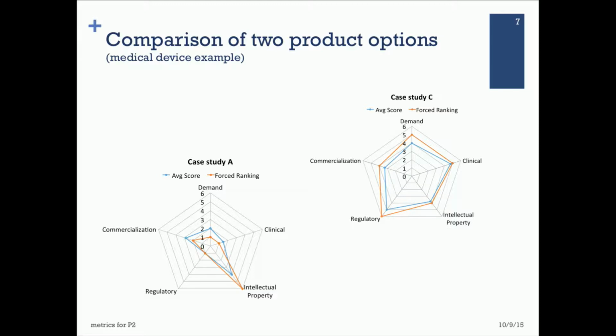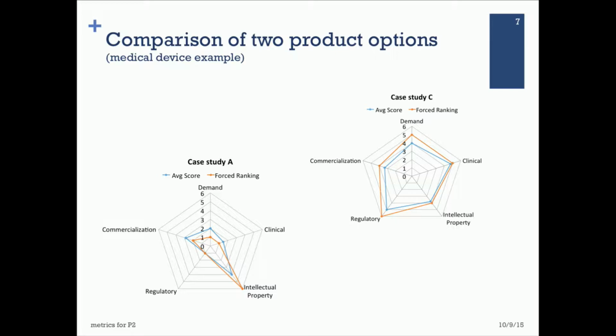A number of 6, which would be on the outside of the pentagon, would be a very favorable condition for the company. So we would like to have projects that have 5s or 6s if we could. As you can see for case study A, there's not very much demand. The clinical use, in this case equivalent to operations, is going to be difficult. There's modest intellectual property coverage, and that's great, but there are some serious regulatory issues and commercialization is not clear. You can see that by the two average scores in the forced rankings.